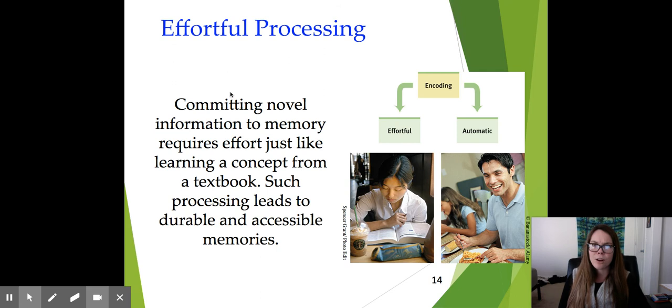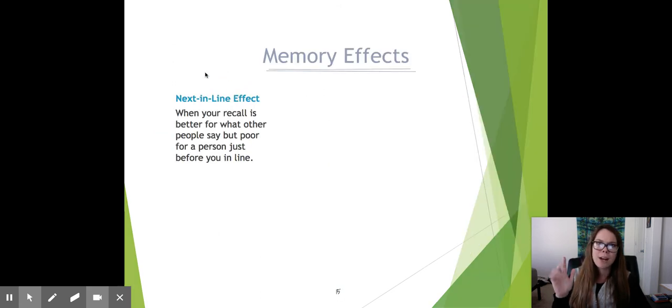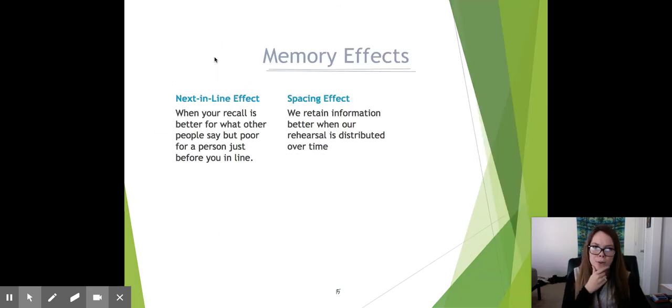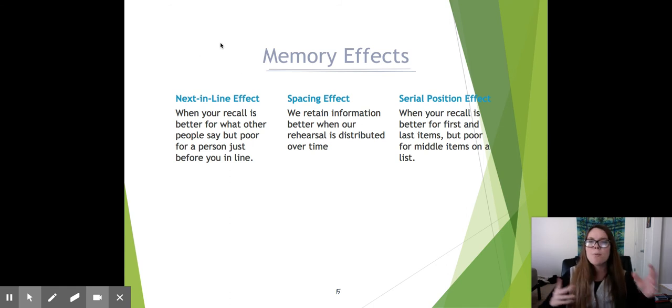So let's go over what that means. We have a few memory effects, so let me make sure I put them all out. These are a few phenomena that we notice when it comes to people's memories, and this is all with effortful memories, okay? Effortful processing.